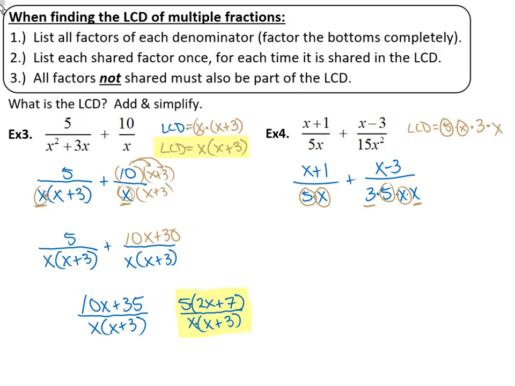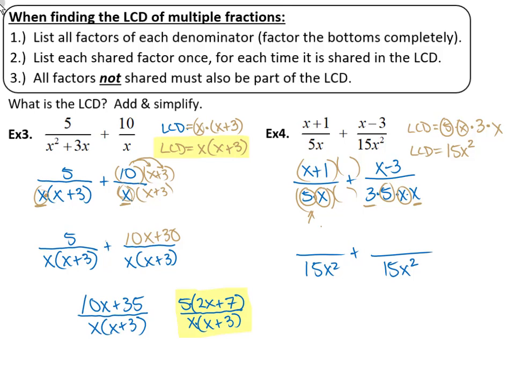So multiplying all those back together, 5 times 3 would make 15. x times x, x squared. The LCD is 15x squared. So let's set up those denominators and figure out what, if anything, we need to multiply the top and bottom by to get there. So our first one here, what do I need to multiply top and bottom by to get to 15x squared?